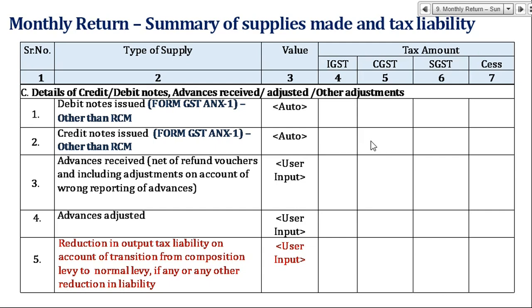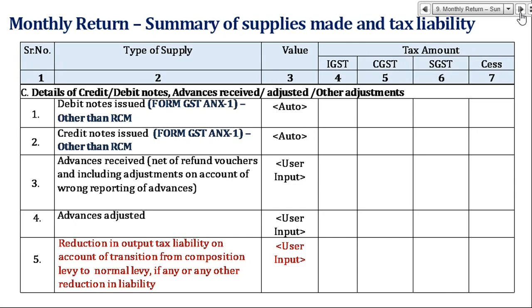Advance received, user input means here the system will not know where the advance we are receiving. So in ANX 1 there is no table of reporting advance. So directly I'll report advance, and in number 4 I'll report adjustment. So 100 I have received as advance, 50 adjusted. So in number 3 I'll report 100 and in number 4 I'll adjust 50, right? Again, number 5 if you'll see, it is an important table, friends. Reduction in output liability on account of transition from composition to normal levy or any other reduction in liability. Again, right? So that is to be reported in table 5.